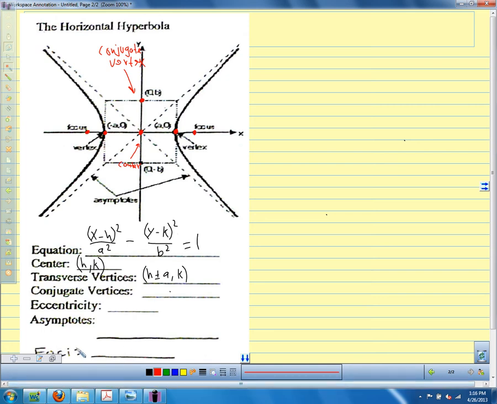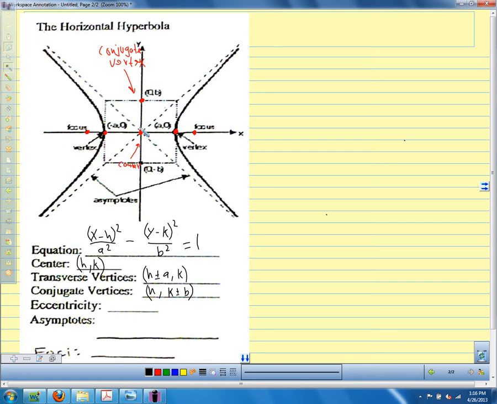The conjugate vertices, B, tells us how far up and down from the center we need to move to get to our conjugate vertices. So that's going to be H, K plus or minus B. So I'm moving up or down B units from the center to get to the conjugate vertices.